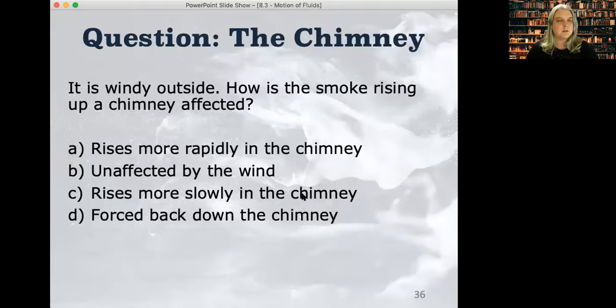The chimney is our first question. There's no real calculation to do here, just a bit of a thought process around what's going on. The question is, it is windy outside, how is the smoke rising up a chimney affected? A, it rises more rapidly in the chimney, B, it's unaffected, C, it rises more slowly, or D, it is forced back down the chimney. So we've got 4 different options.